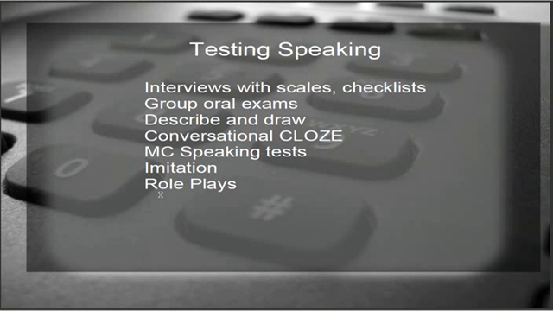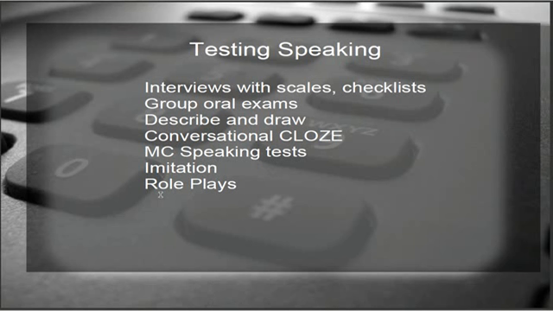Some speaking tests that Nation talks about are interviewing with scales. And that's just a basic interview where a student sits down and you talk to them and you let them speak and you grade them on a grading scale, 1 to 5, 1 to 10. You grade them on pronunciation and diction and grammar and vocab usage. You could also use checklists if you want to be more specific.